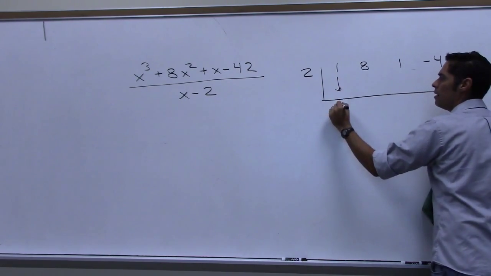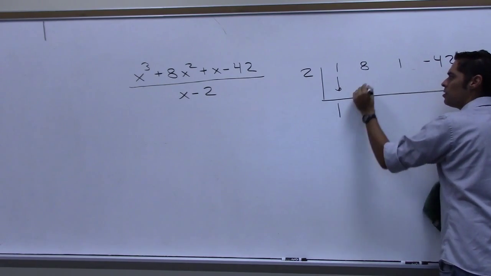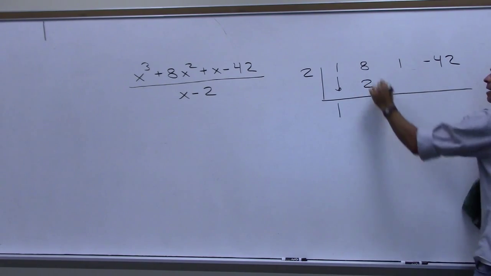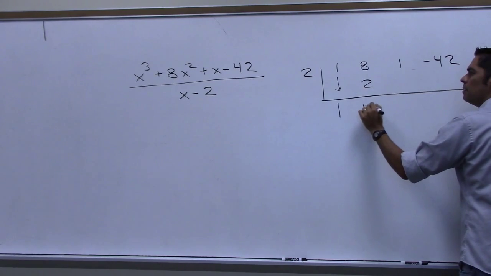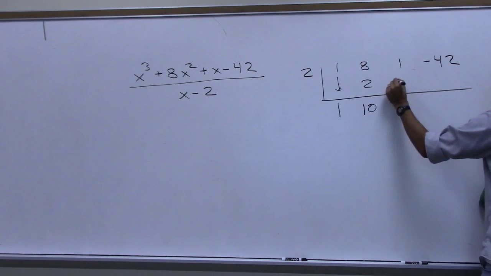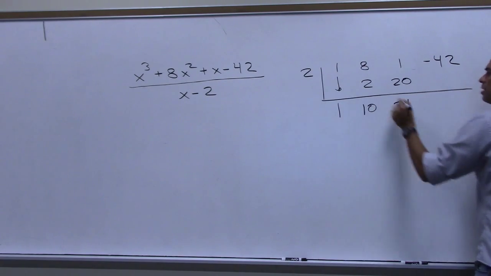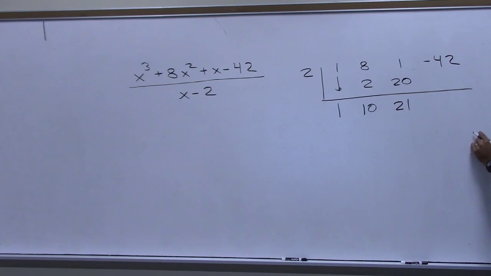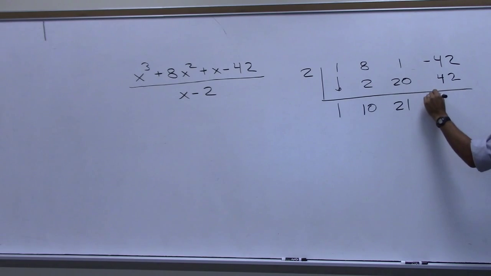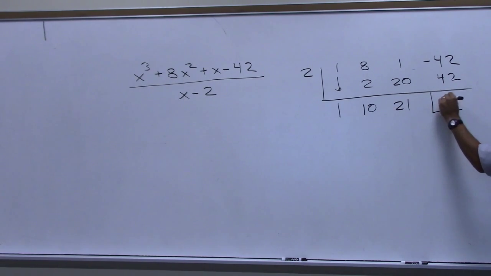So 1 comes down. 2 times 1 is 2. You add down. 8 plus 2 is 10. 2 times 10 is 20. Add down, you get 21. 2 times 21 is positive 42. And you get a remainder of 0, which is what we wanted, right?